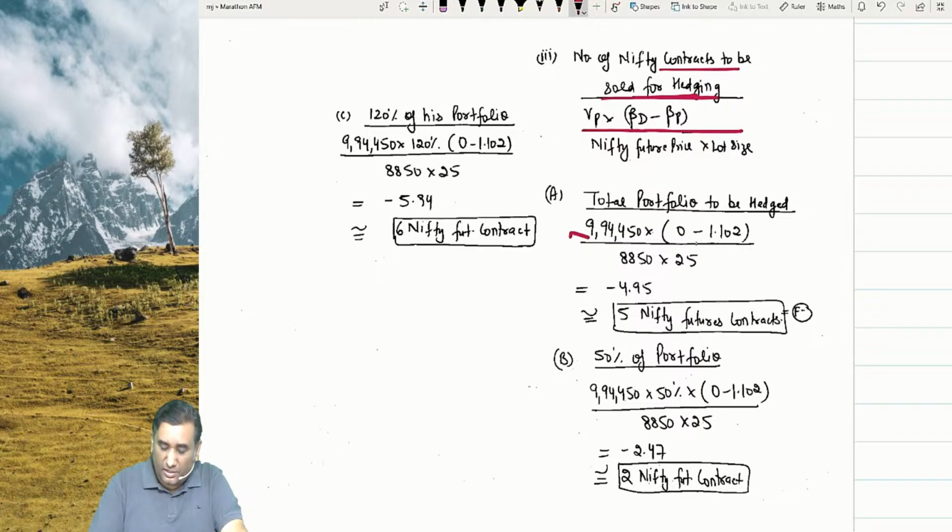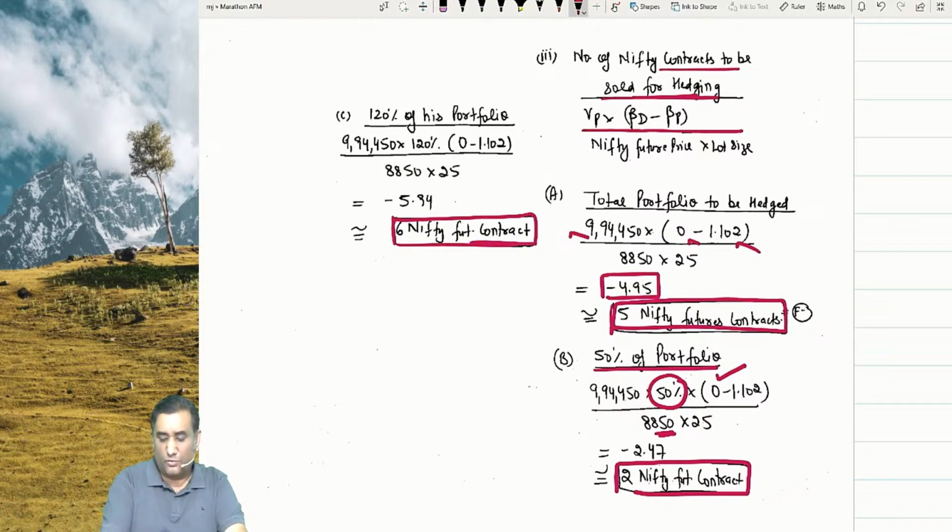Portfolio 994 into 0 minus 1.10, get the value here, 4.95. Percent of the desired is 850, rounding off. Actually, beta management I could have left it; the entire calculation of the portfolio is the concept of derivatives.